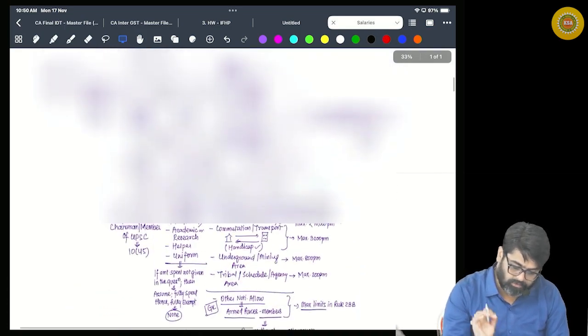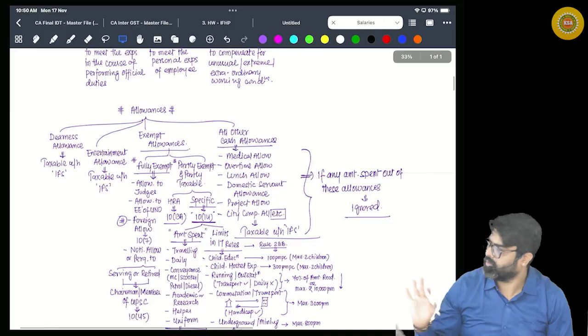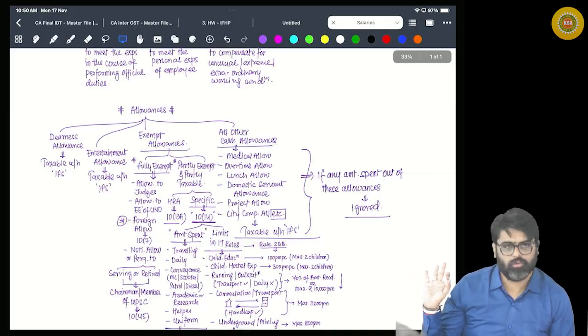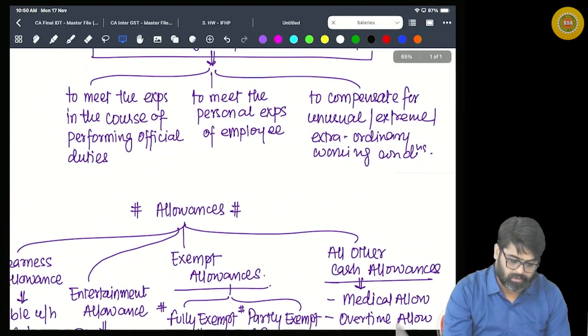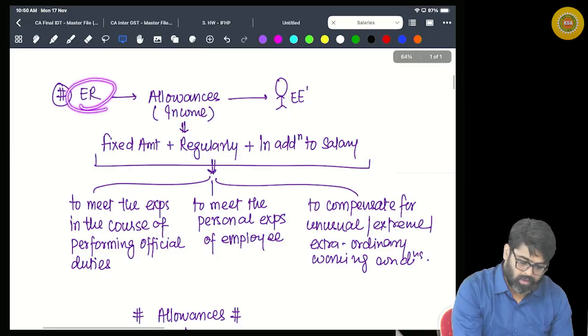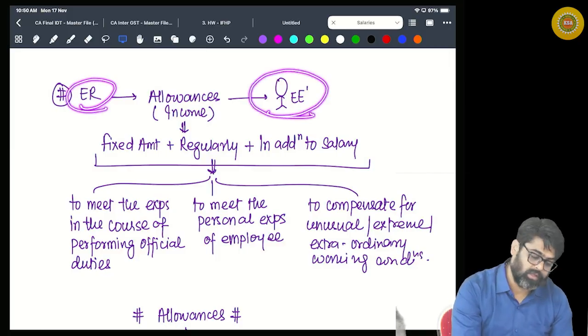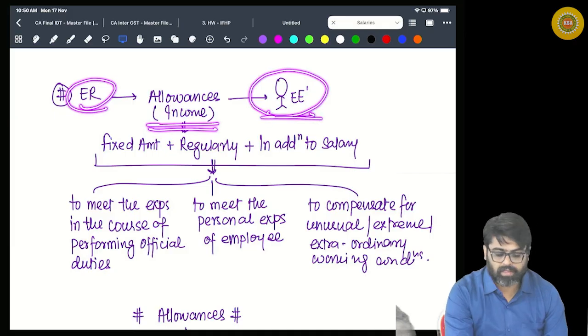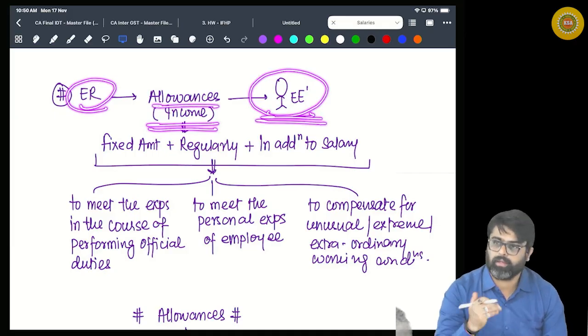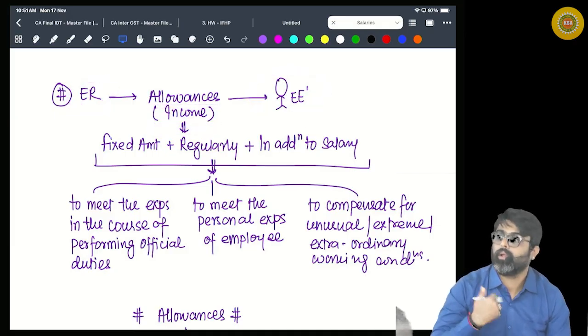I have made one chart here. Don't worry, these notes I will provide today. These notes will reach you. But remember, the employer is giving something to the employee. So for the employee, this allowance is nothing but income only, because it is given by the employer.